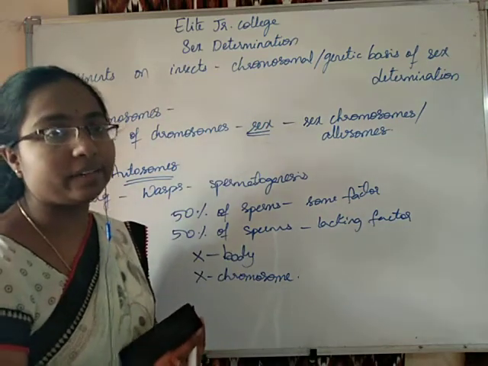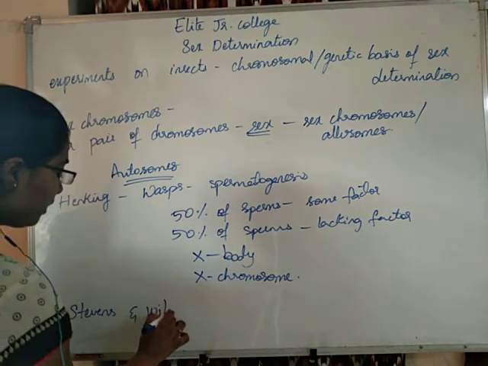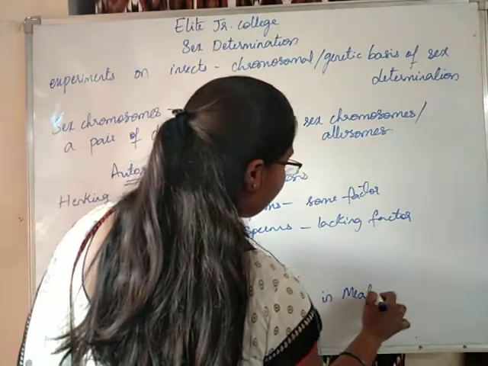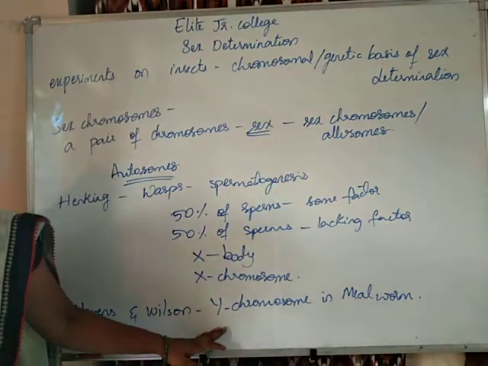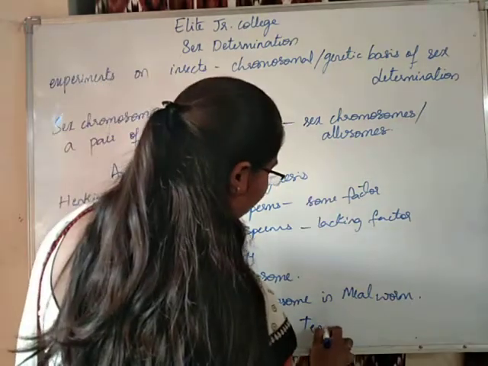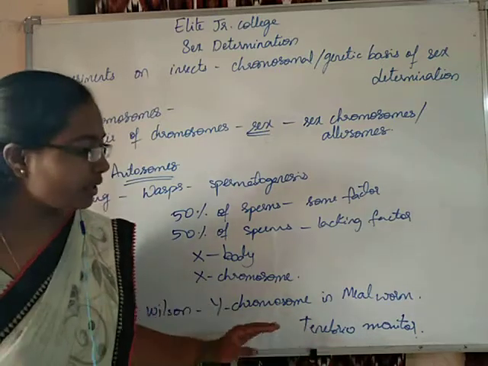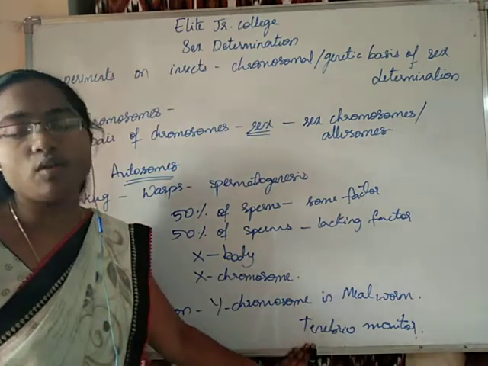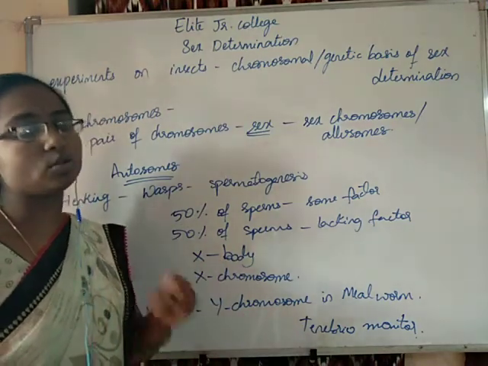That was identified by Stevens and Wilson. Stevens and Wilson first observed the Y chromosome in the mealworm, whose scientific name is Tenebrio molitor. In Tenebrio molitor, Stevens and Wilson first observed the Y chromosome. So now the X chromosome and Y chromosome were identified. In this way the sex chromosomes were identified, students.